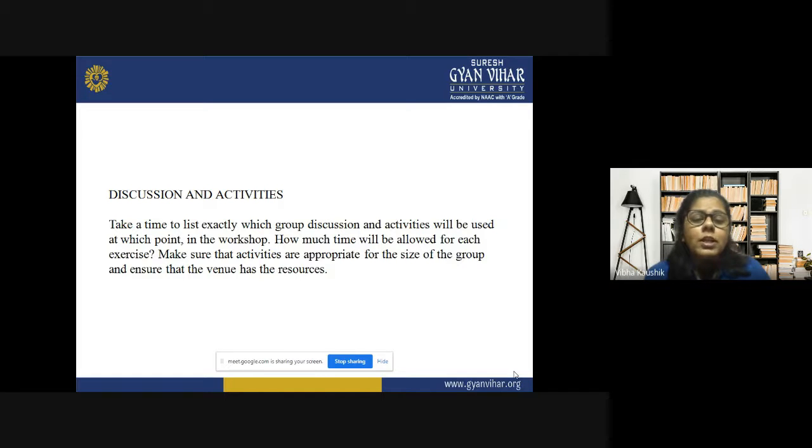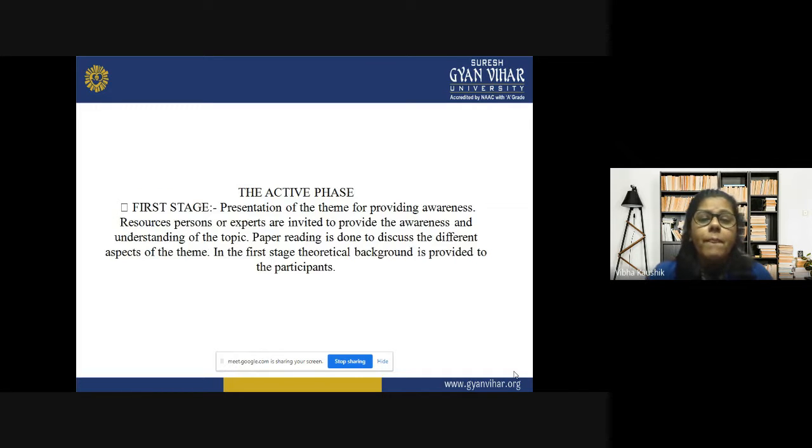And ensure that the venue has the resources. Venue has the resources means the projector should be there, audio visual aids should be there, multimedia projectors should be there. If the participants need some flashcards or display boards, then everything should be there at the venue where the workshop is to be organized. Now the second one is the active phase.